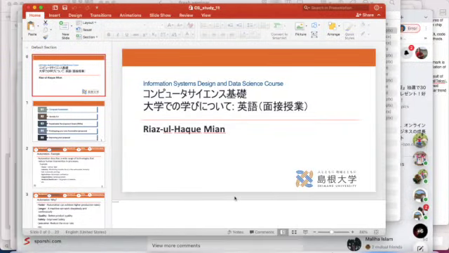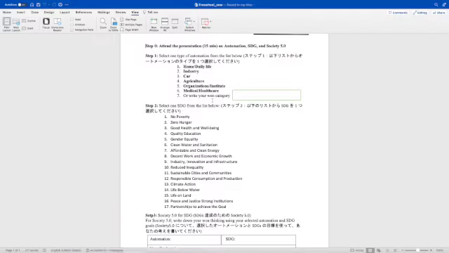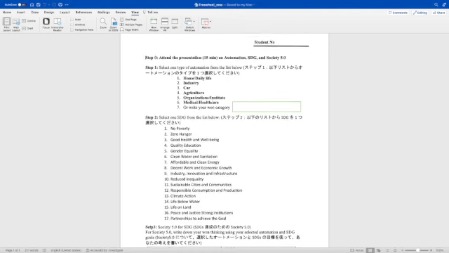So what you have to do now: write down your student number on the top, and then carefully read the questions of the first part, second part, and third part, and respond according to your understanding. That's all. Thank you very much.